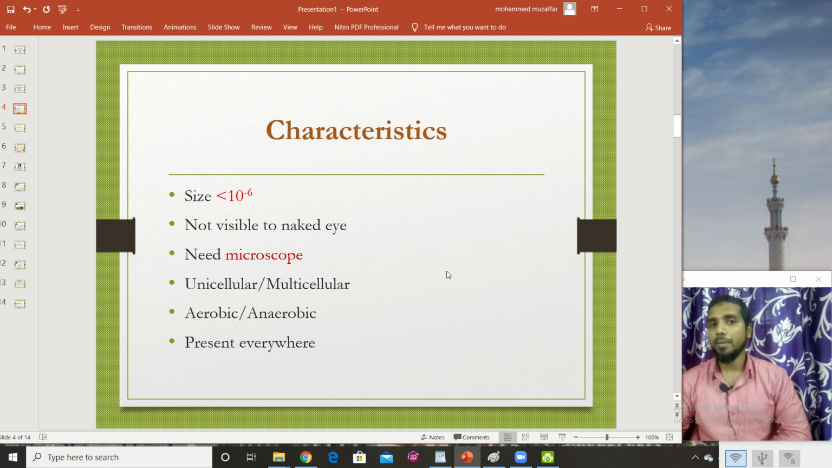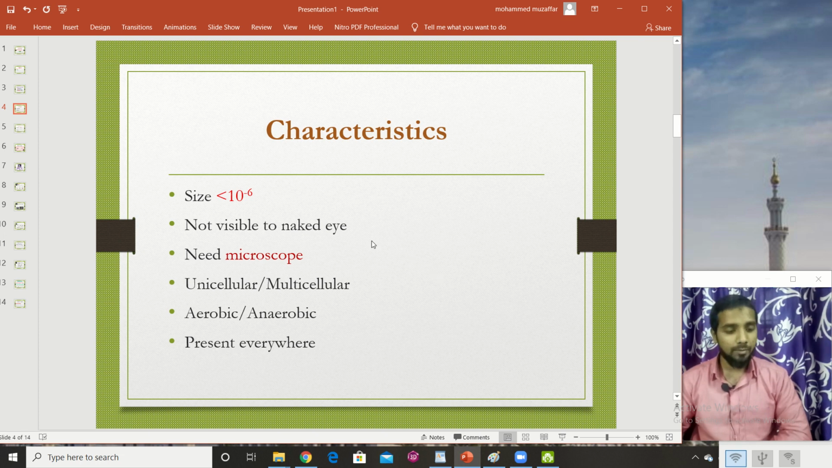Milli means 10 power minus 3, whereas micro means 10 power minus 6. Therefore the microorganism size will range starting from 10 power minus 6, and it can go less than that, even 10 power minus 7, 10 power minus 8. It depends. So there is no chance of a microorganism to have a size of millimeter, right? It is impossible for a microorganism. If anything is in millimeter, it is called an insect, not a microorganism.